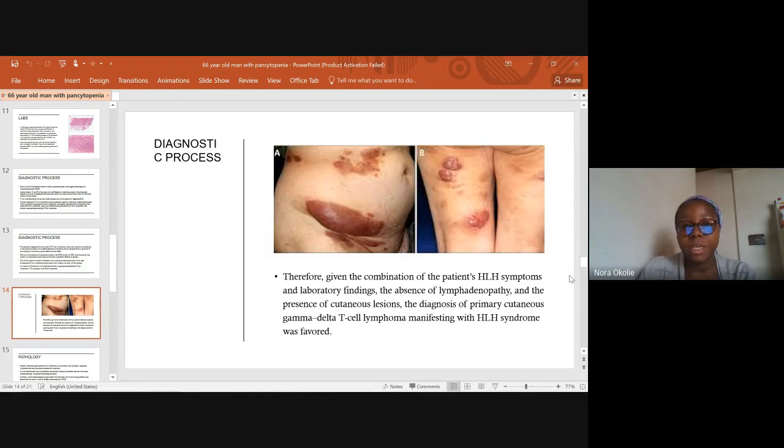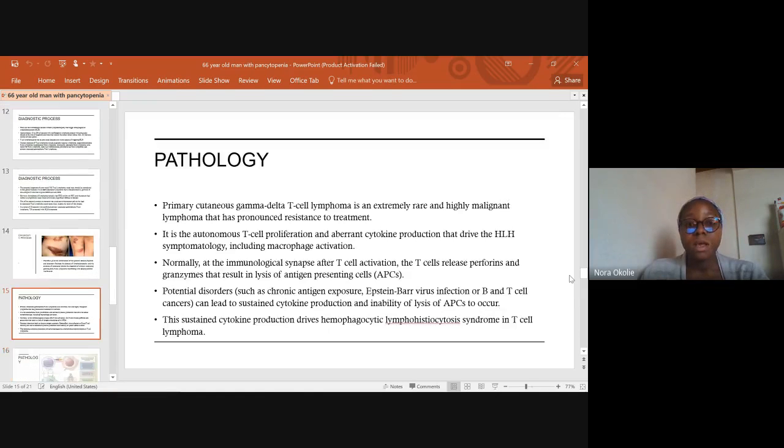At the end of the day, given the combination of the patient's HLH symptoms, the laboratory findings, the absence of lymphadenopathy, and the presence of the cutaneous lesions, the diagnosis of primary cutaneous gamma delta T-cell lymphoma manifesting with HLH symptoms was favored. The pathology of this disease, that is, how the lymphoma ended up giving rise to HLH symptoms, is explained here.